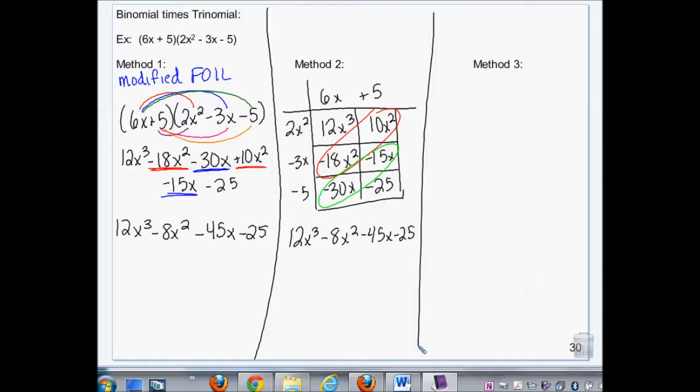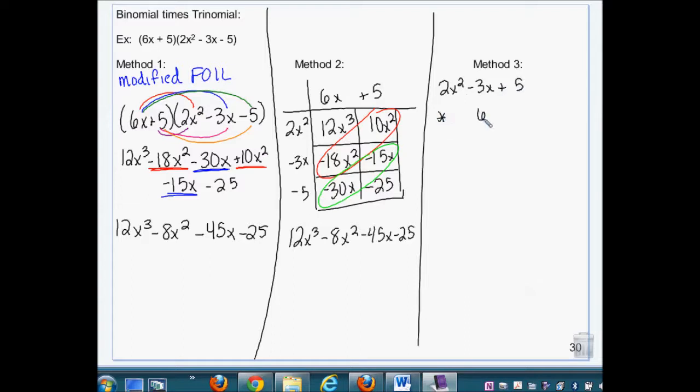Now on method 3, I would always recommend that you put whichever polynomial has the most terms on top. It won't matter if they have the same number of terms. But so I'm going to put the 2x squared minus 3x plus 5 times 6x plus 5. So I have 5 times, oh, that's minus 5.